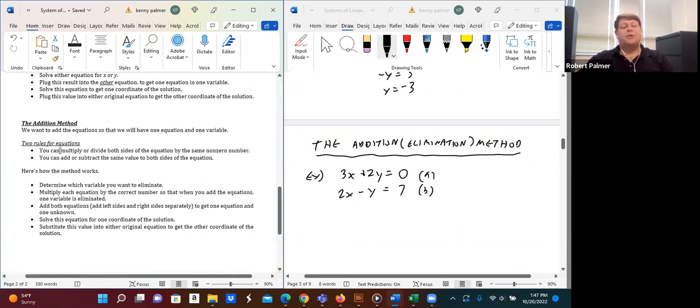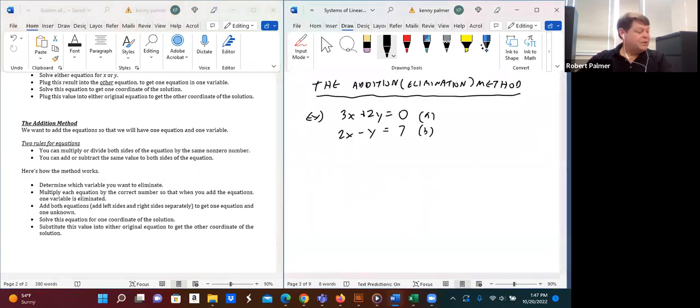So if you recall, two rules for solving any equations: we can multiply or divide both sides of an equation by the same non-zero number. That's a general rule for any equation. Another rule is you can add or subtract the same value to both sides of an equation. Okay, so we're going to use those two rules to help us out in solving this by what's called the elimination method. So we need to pick a variable to eliminate. And once again, you can eliminate either variable, but it's best just to make life easy on yourself. So I'm going to eliminate y.